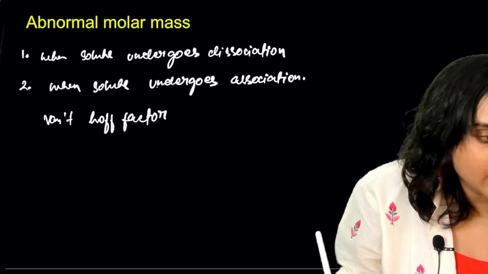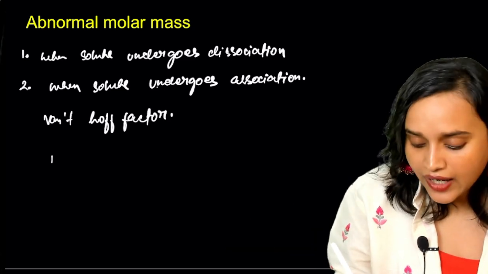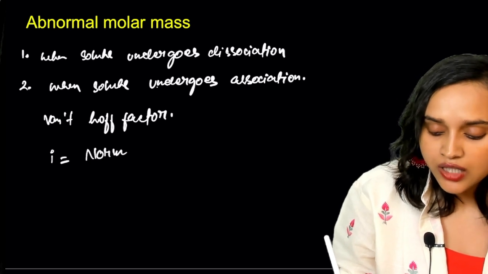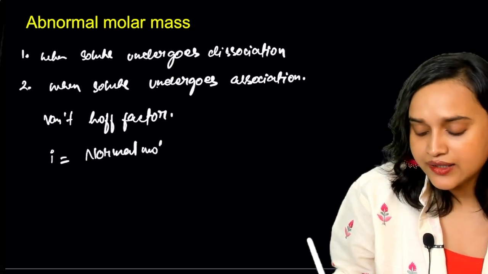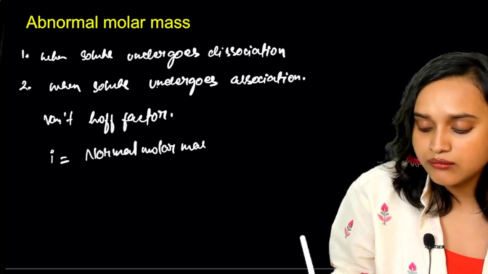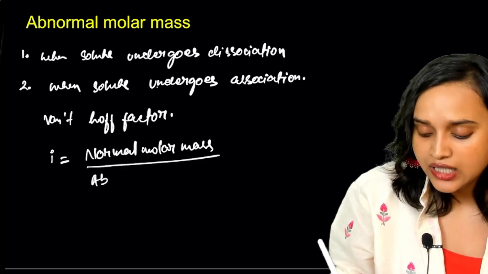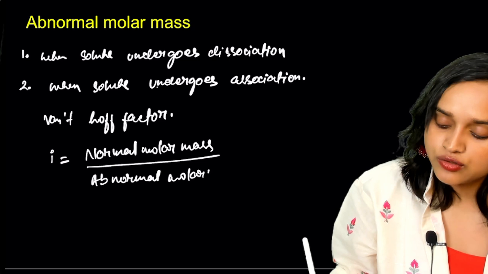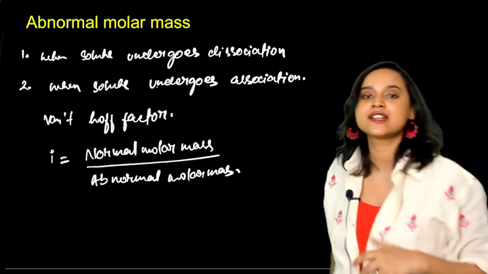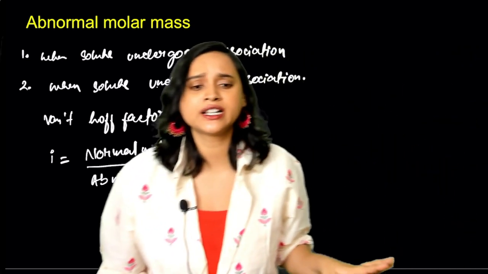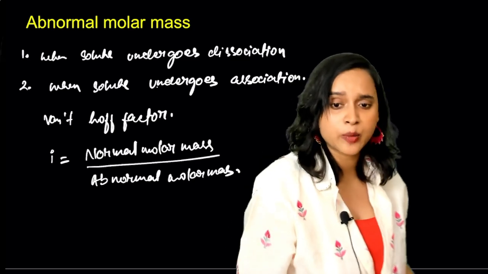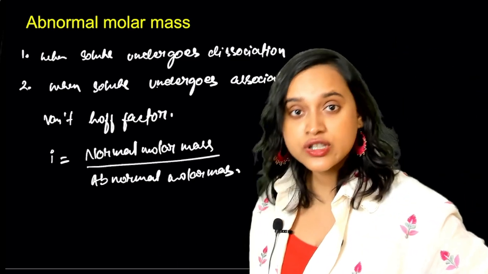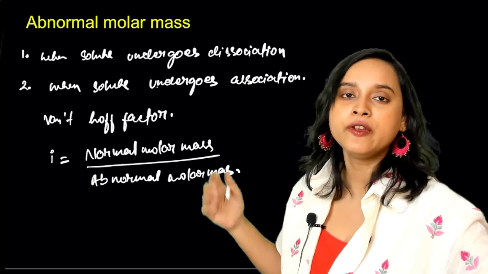So what is this Van't Hoff factor? The Van't Hoff factor i is equal to normal molar mass divided by abnormal molar mass. You can also write it as observed colligative property divided by theoretical calculated colligative property, or total number of moles after association or dissociation divided by number of moles before association.